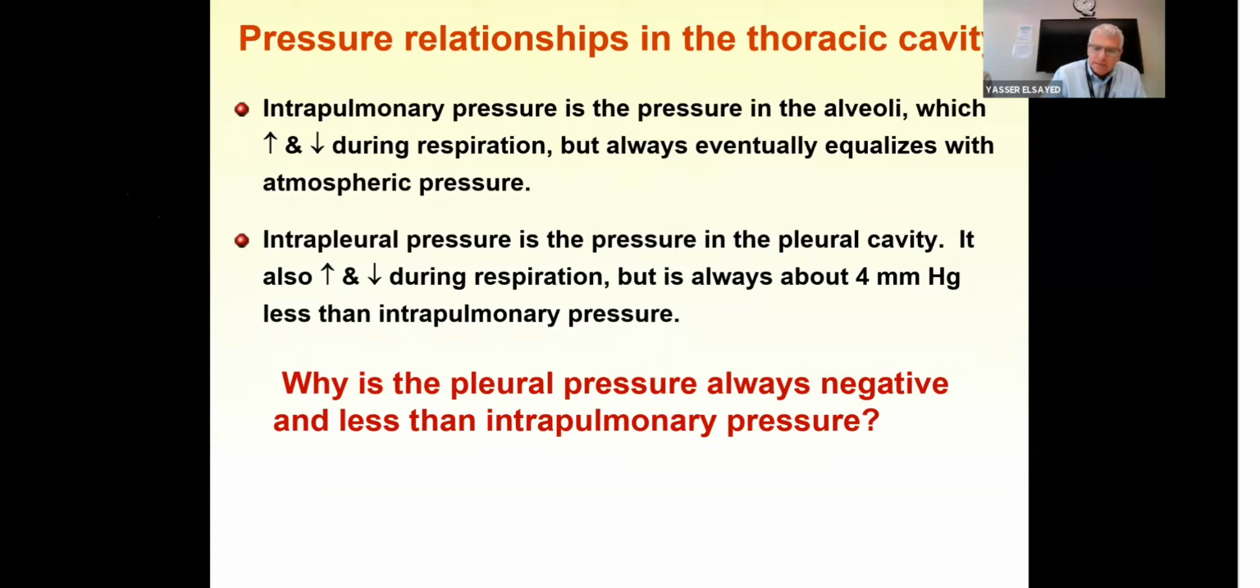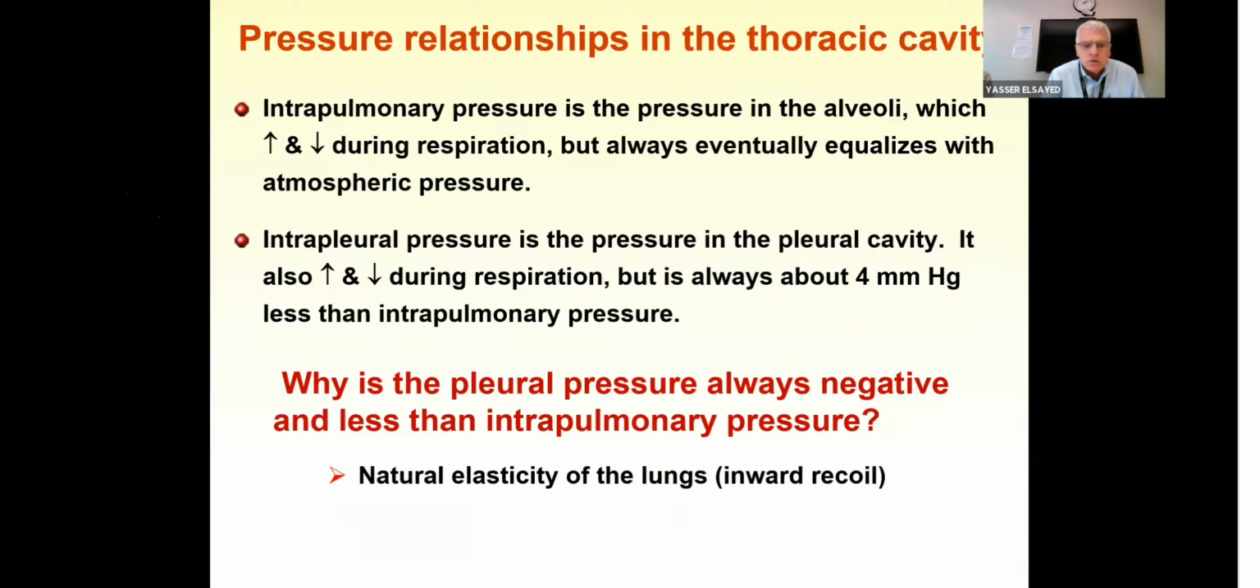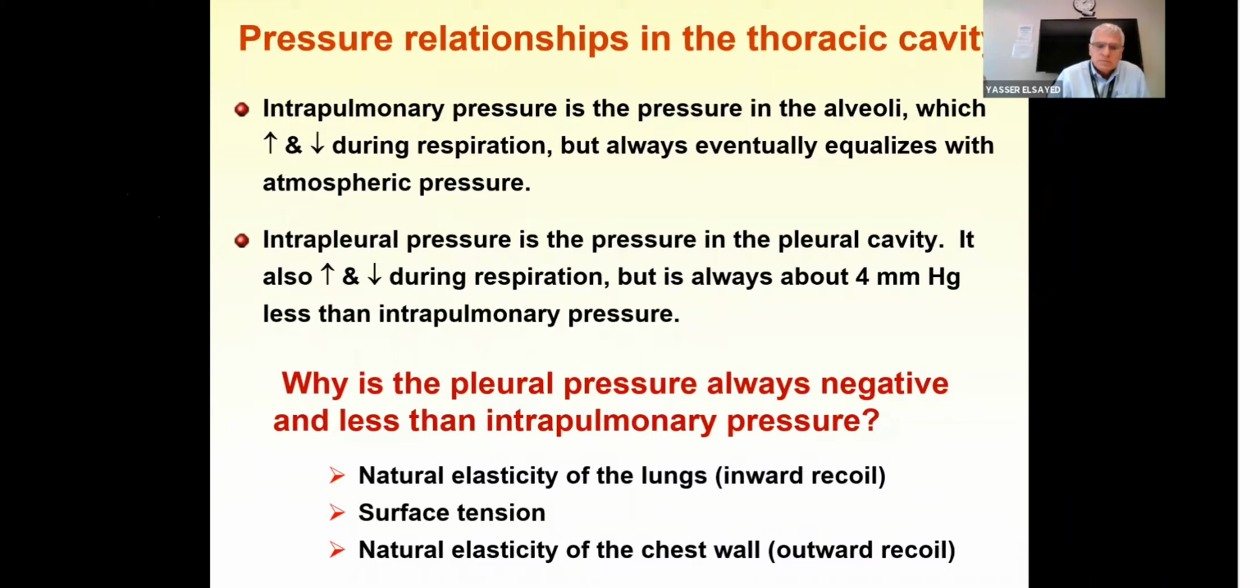And the answer to that relates to the natural elasticity of the lungs. It's called the inward recoil. Second is due to the surface tension of those lungs that tends also to collapse the lungs. And the third force, which is the opposite to the first two, is the natural elasticity of the chest wall, which is the outward recoil.